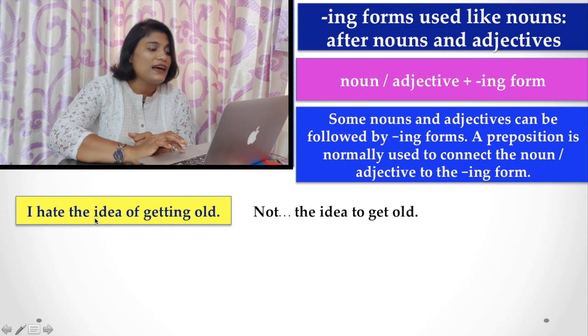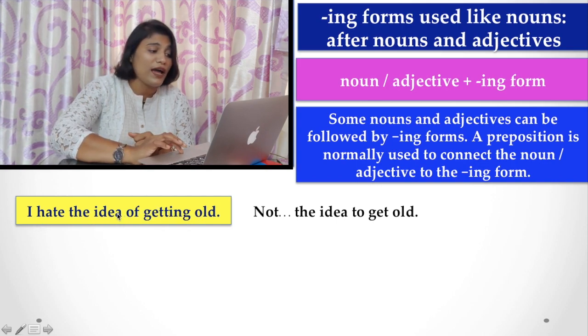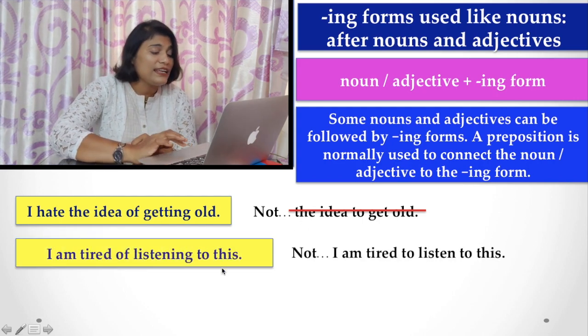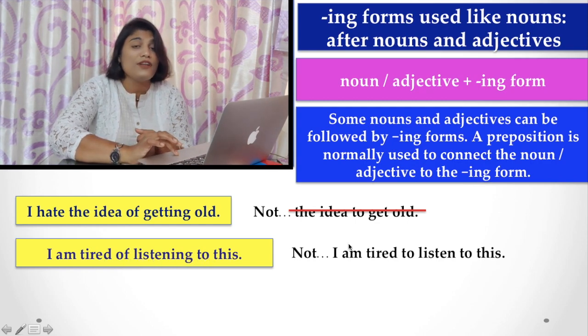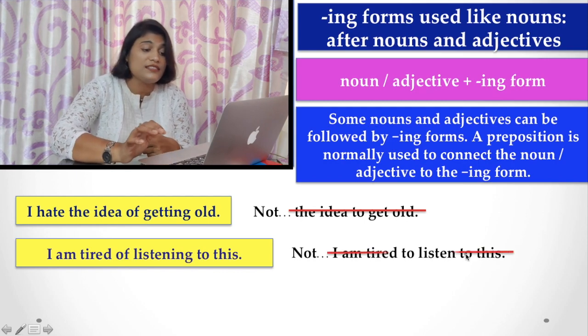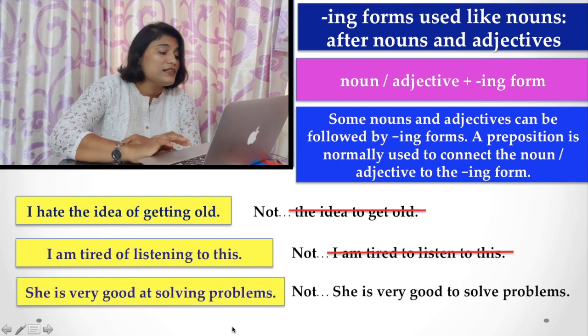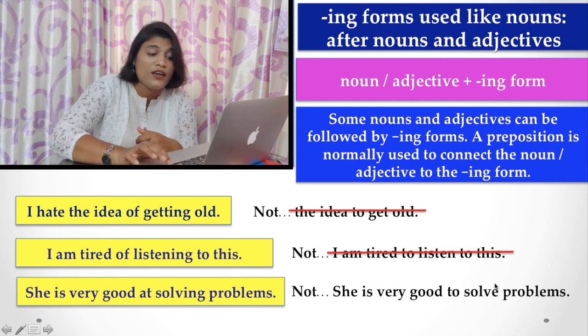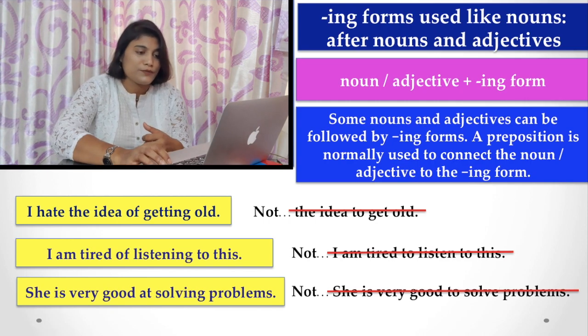I hate the idea of getting old. Here you find idea and getting old. There is a preposition, but you never say the idea to get old. This is not a correct choice of sentence. And another one is I am tired of listening to this, but you never say I am tired to listen to this. This is not a correct use. She is very good at solving problems, but you never say she is very good to solve problems. This is not the correct choice of sentence.